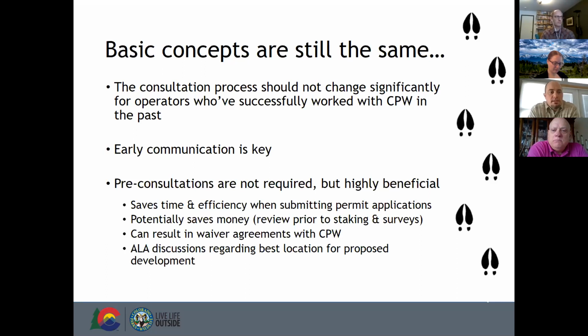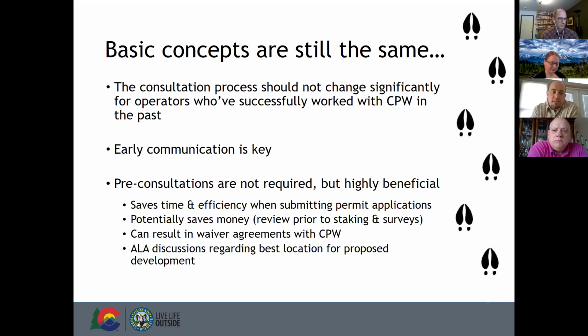It potentially saves time and efficiency when you're submitting permit applications. If we've had those discussions up front and worked through some of those details, you're going to have that information, such as best management practices that might be applicable, conversations around that, and other information that might go into some of the plans. We'll have already talked about that, and you'll have a pretty good feeling. So I think it'll be more efficient when you're building that application.